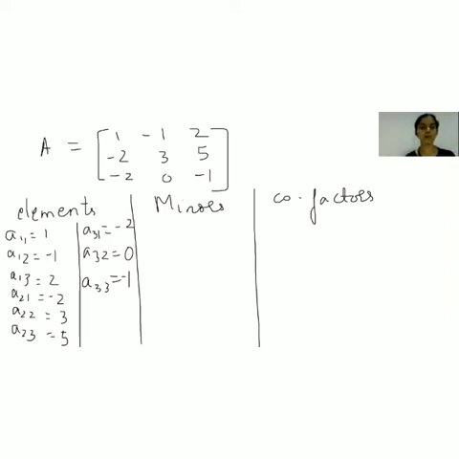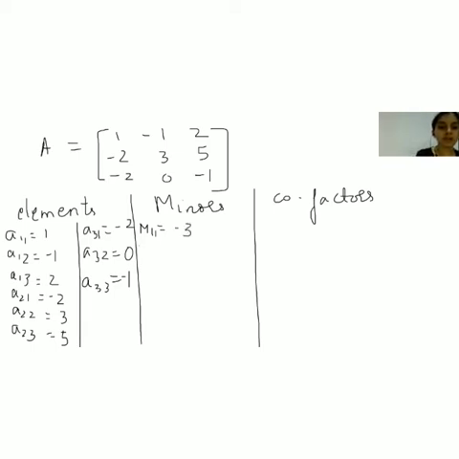Okay, let us write the minors of the same. So M11 is equal to M11. What do we have to do? Hide the row and column in which it lies. So when I hide it, I get a determinant. Let us find the value of that determinant. Minus 3 minus 0. So minus 3.